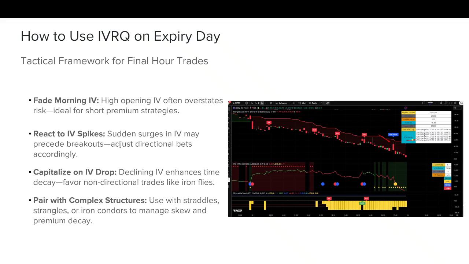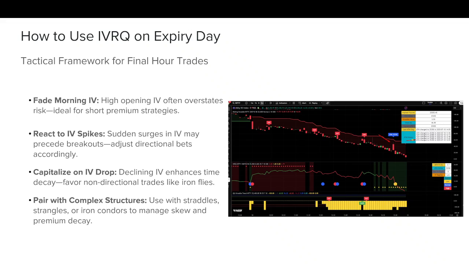Next, watch for IV spikes throughout the day. These are often precursors to sharp directional moves. If you are seeing sudden upward IV momentum on the IVRQ slope, it could mean a breakout is brewing. Traders can align with this volatility by shifting toward directional plays like long straddles or a directional naked option, or even a bull or a bear spread.